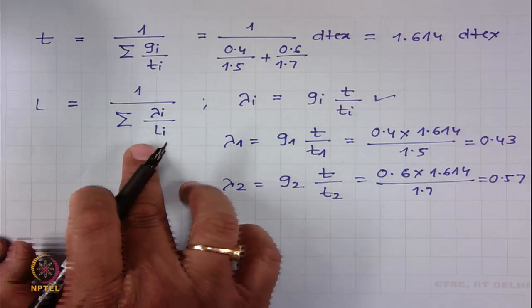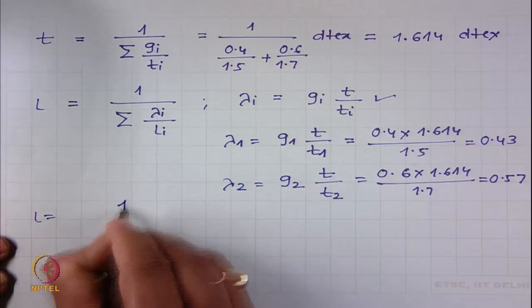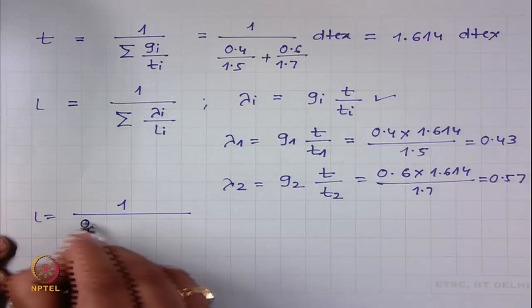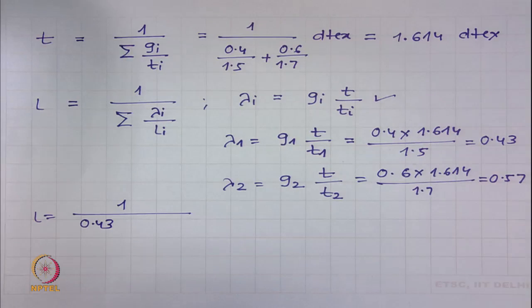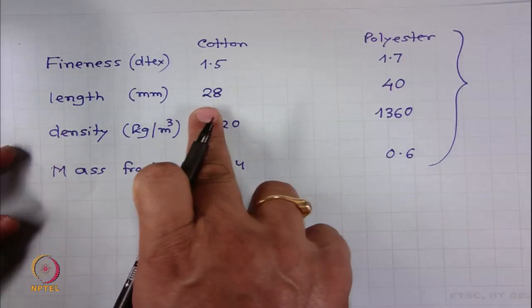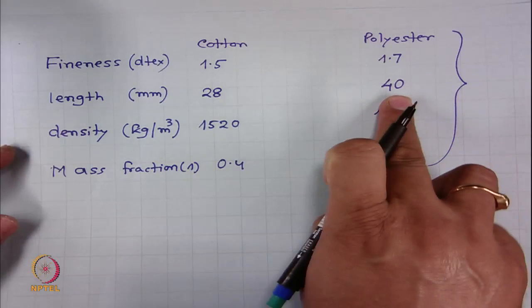Now, we will use this formula directly, lambda 1 is 0.43, and what is the length of fiber given? Cotton L1 is 28, polyester L2 is 40 mm.